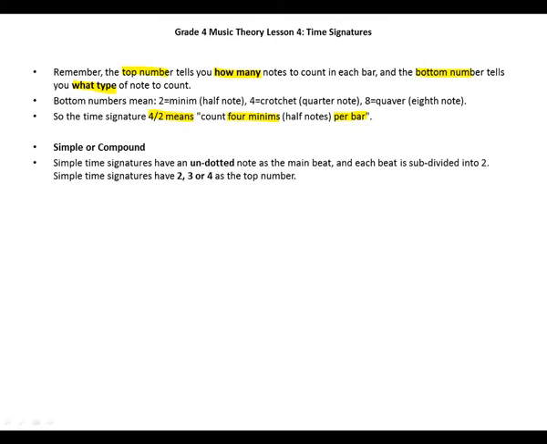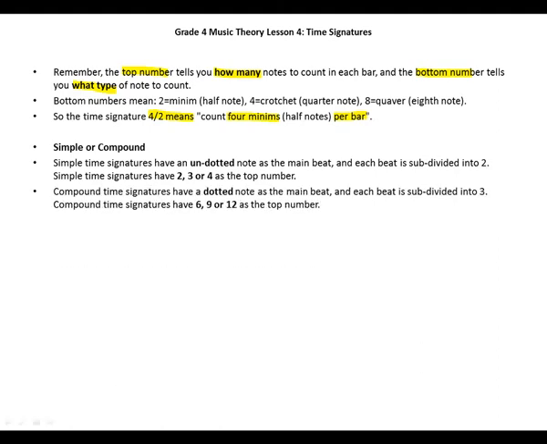Simple or compound time signatures: simple time signatures have an undotted note as the main beat, and each beat is subdivided into two. Simple time signatures have 2, 3, or 4 as the top number. Compound time signatures have a dotted note as the main beat, and each beat is divided into 3. Compound time signatures have 6, 9, or 12 as the top number.